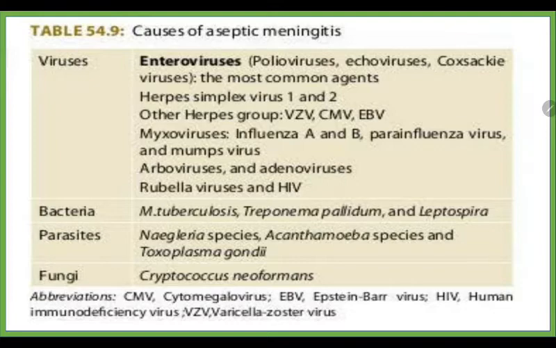Coming to other causes, that is aseptic meningitis. To remember, in bacteria we said Enterobacteriaceae. In viruses, the enteroviruses are the most common organisms. Other than that, there are other viruses like adeno, rubella, myxo. Coming to bacteria, important ones are Mycobacterium tuberculosis, Treponema pallidum, which causes syphilis, and Leptospira. These important bacteria cause aseptic meningitis.